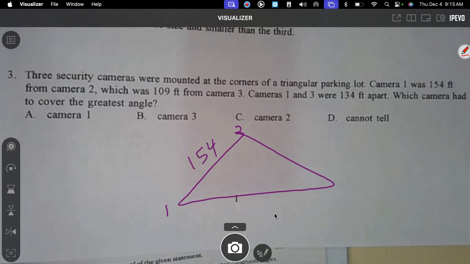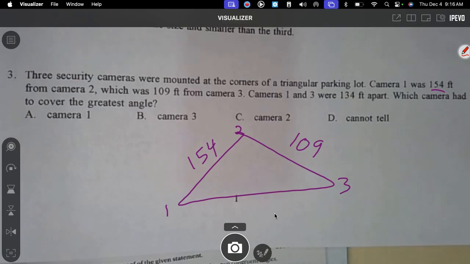154 feet. Isn't that what it said? Yes. Then I'm going to keep reading. Which was 109 feet from camera 3. So camera 2, let me make sure. Camera 1 was 154 feet from camera 2. Camera 2 was 109 feet from camera 3.